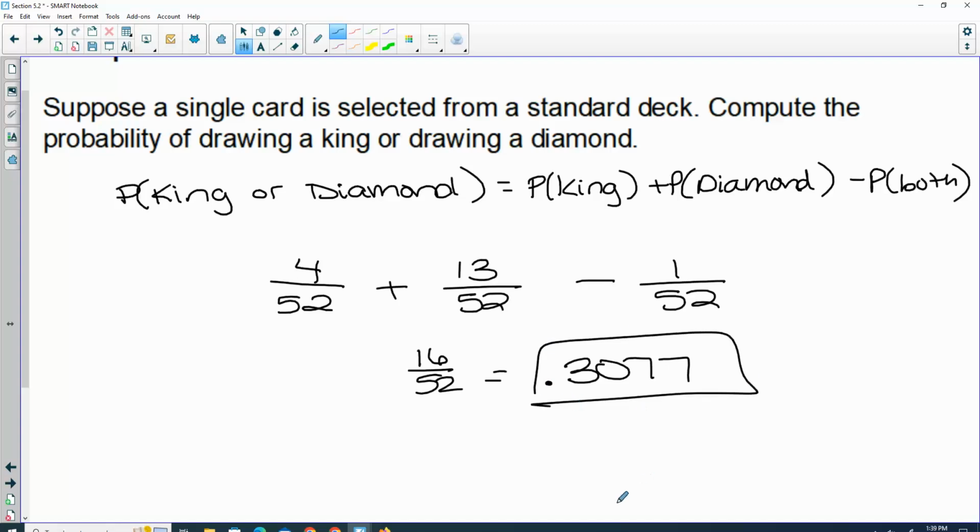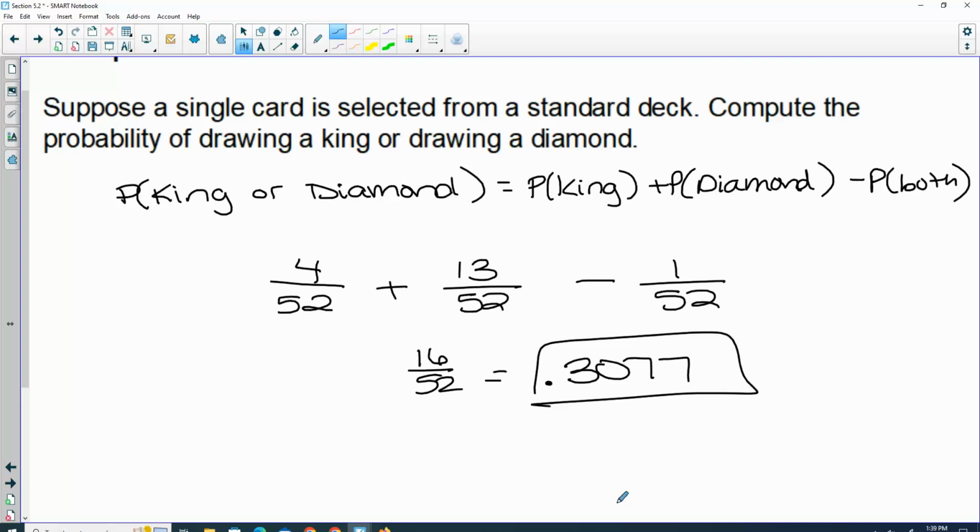3077? Yeah. And you're also welcome to give me fractions in lowest terms, I don't care. They're easier than the next one, which is like married and not married. Let's try some more.